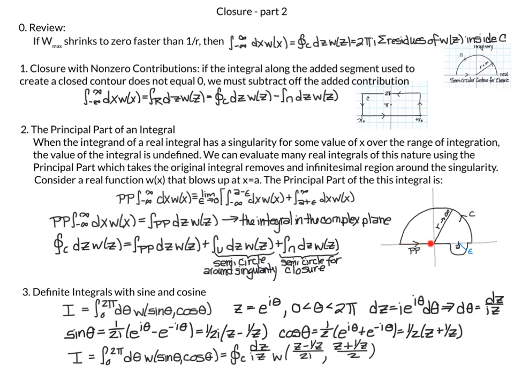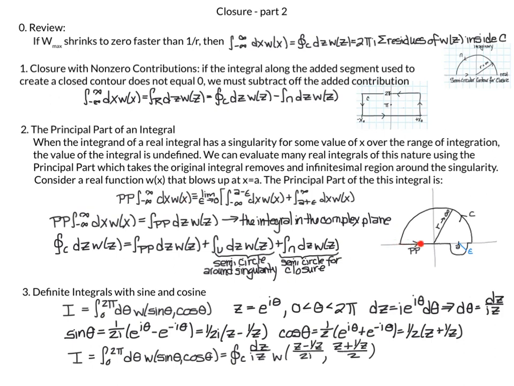We want to integrate along this real axis, but we have a singularity at the point A. We do our regular addition of the semicircle on top so we can have a closed contour, but then we also do this path deformation around the singularity at A. We define something called the principal part, PP, of our integral from negative infinity to infinity of our real valued function w of the real variable x.